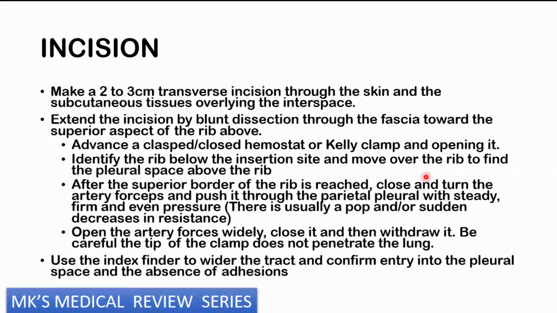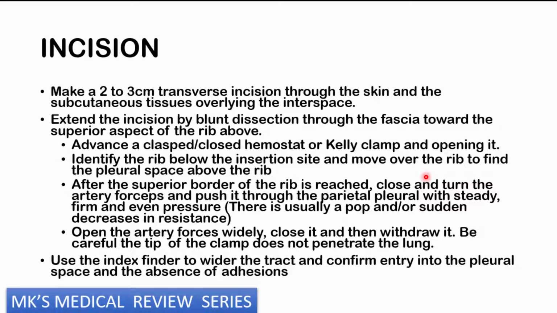And then after the superior border of the rib is reached, you should close your hemostatic clamp, turn this hemostatic clamp or your artery forceps, and push it through the parietal pleura. Of course, there will be some resistance, and once you apply steady, firm and even pressure, you will feel a giving. You will feel a pop or a sudden decrease in this resistance. That means you're within the pleural cavity. So you should open the forceps widely once you're in the pleural cavity, then close it and withdraw it slowly.